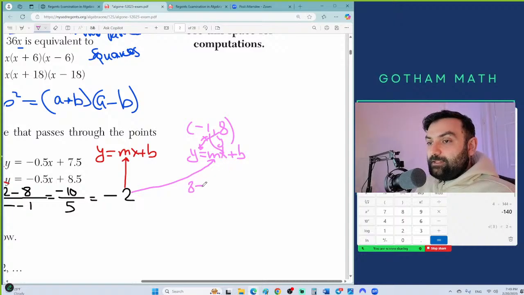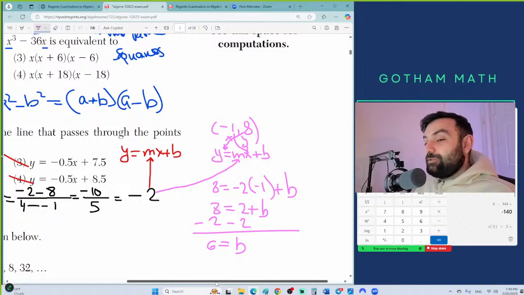So it's going to be 8 equals -2 times -1 plus b. 8 equals 2 plus b. Subtract 2 on both sides. I get 6 equals b. This is it.